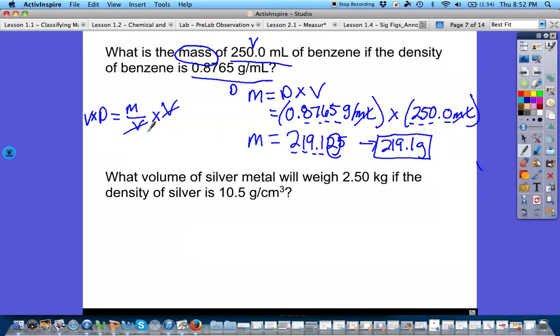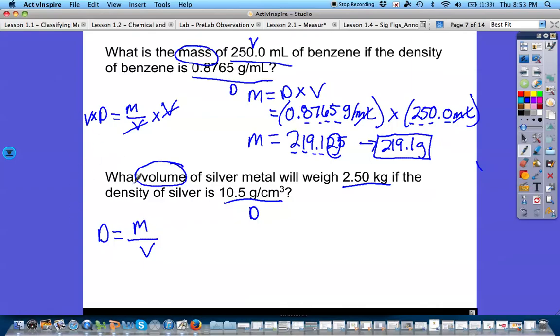In our last example, it says what volume of silver metal will weigh 2.5 kilograms if the density of silver is 10.5 grams per milliliter, or grams per cubic centimeter. So now we have our density equation. Density equals mass divided by volume. We want to find volume.